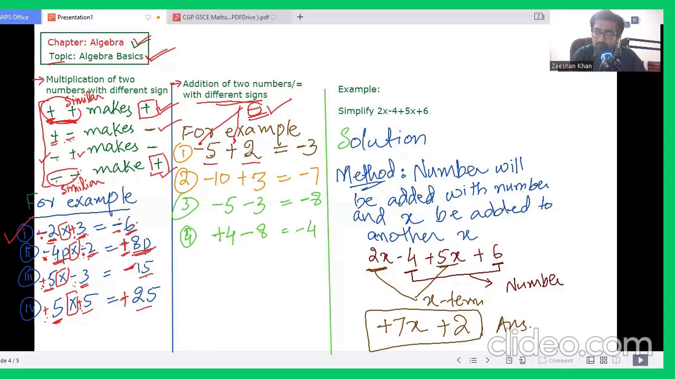So 5 minus 2 is 3. You will write 3 first. And then you will write the sign of the bigger number. So you can see it is signed with 5. So 5 is the bigger number.